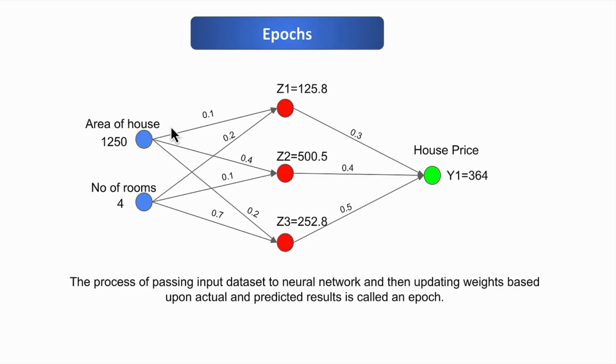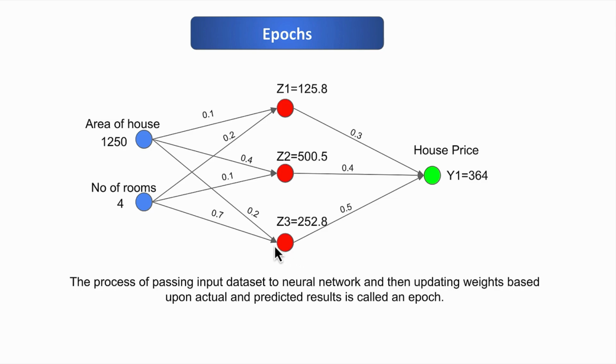And once we pass all training data to our neural network, and then based upon the predicted and actual value we update these weights, we say that we have completed an epoch. So an epoch is the process of passing input data to the neural network and then updating weights based upon actual and predicted results. Or you can also say that one cycle of feed forwarding and backpropagation is called an epoch.